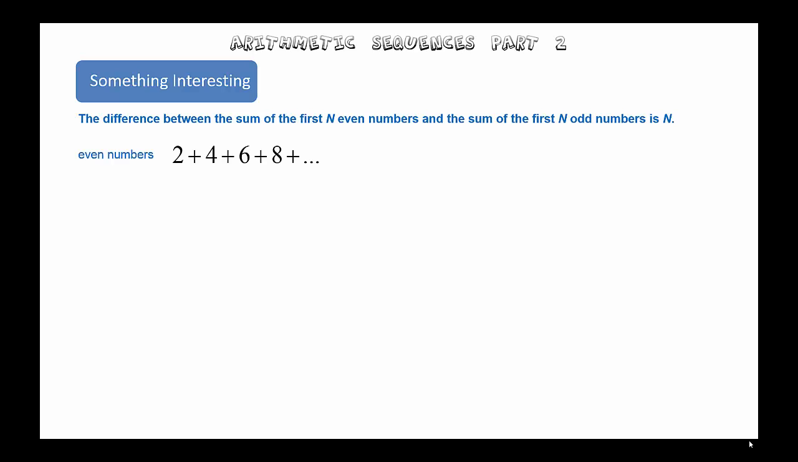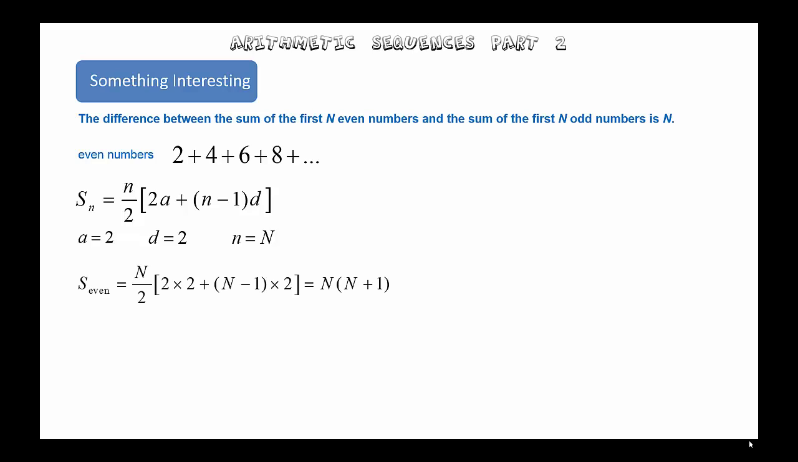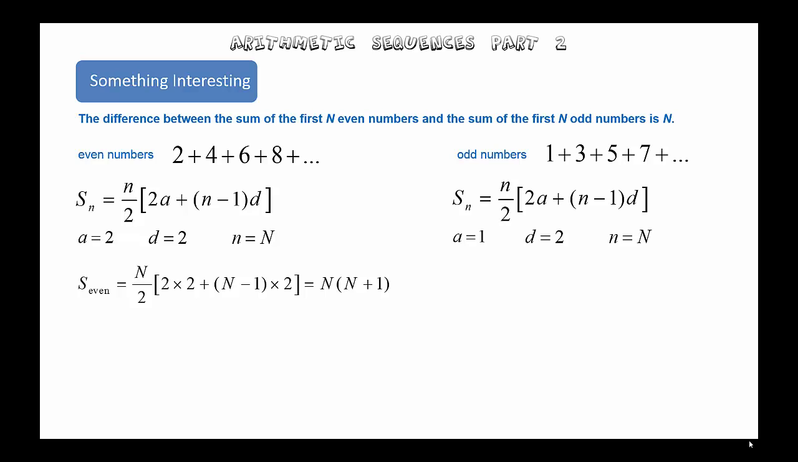Here are our even numbers, and the formula for the sum of those will be using a equals 2, d equals 2, and capital N number of terms. Making the substitution, you can see it simplifies to n bracket n plus 1. Let's do a similar thing for the odd numbers. There they are, using the same formula for the sum, but replacing now with a equals 1, d equals 2. You can see that the sum of the first n odd numbers is n squared. In fact, this is what we showed in the previous screen.